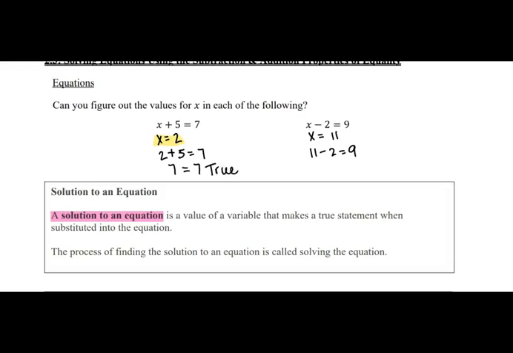And I will do the same with the second one. x minus 2 equals 9. So when x is 11, I can substitute 11 for x. And 11 minus 2 is going to give me 9 equals 9. That produces a true statement. The process of finding the solution to an equation is called solving the equation.